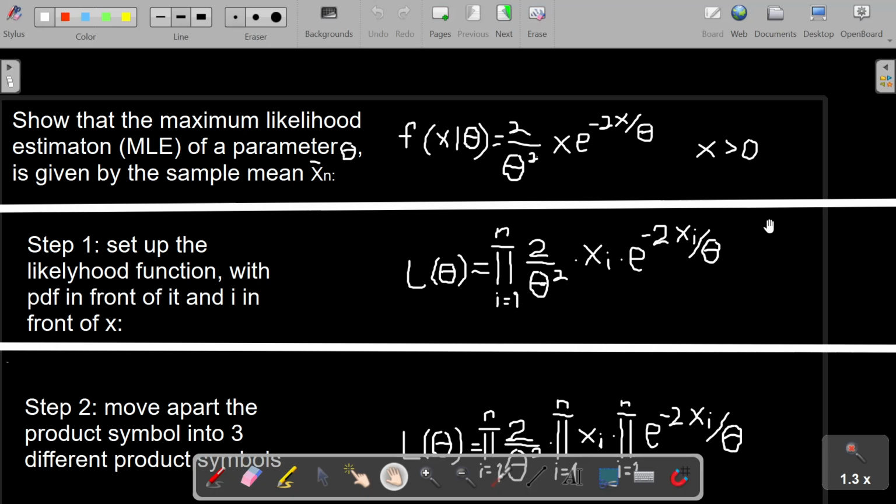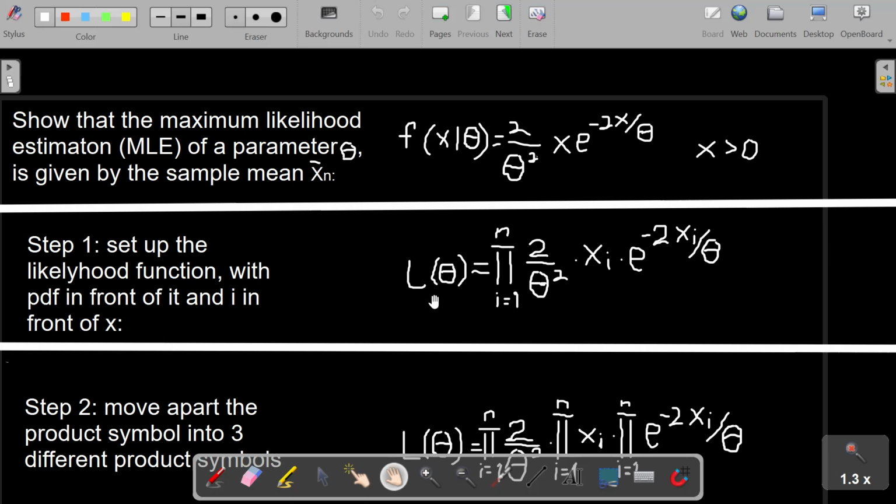Okay, here we go. Show that the maximum likelihood estimation of a parameter theta is given by the sample mean x bar n. And here we have the probability density function. And the first step we do, set up the likelihood function with probability density function in front of it and i in front of x.